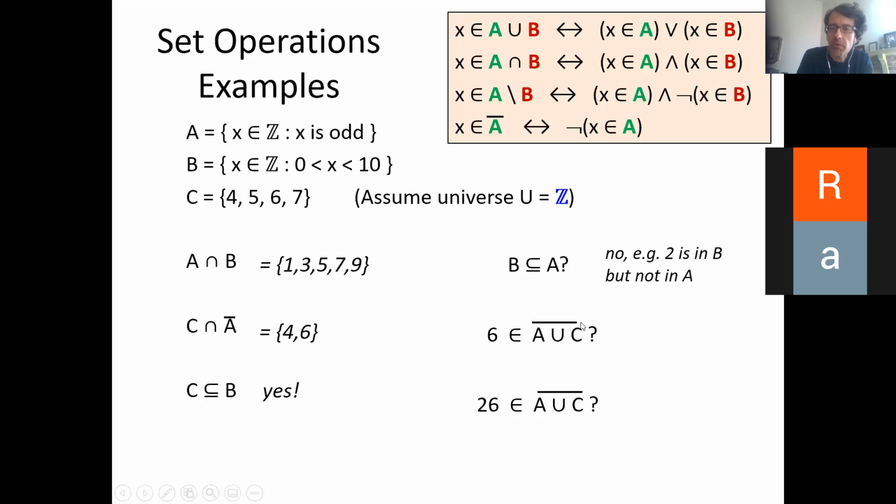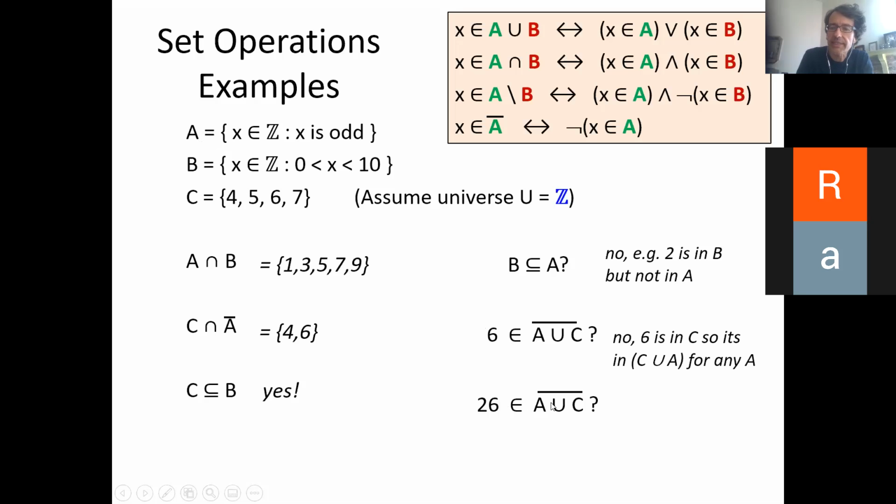Is 6 in the complement of the union of A and C? So let's see. The union of A and C. A is odd integers. C has some odd integers here, so they don't matter. They don't really add anything to the union. But 4 and 6 do add. So A union C is the odd integers with a 4 and a 6 added. The complement of that will not include 6 because 6 is part of the set. So it's outside of the complement. If you are a member, then you are outside of the complement. If you are not a member, you are in the complement.